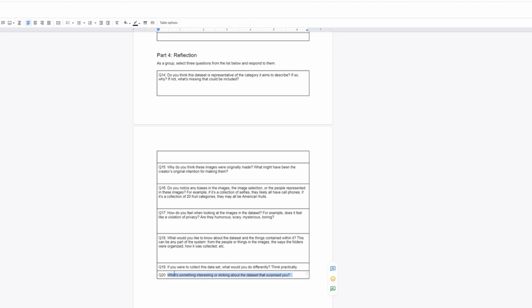Tell me what you learned, even if it doesn't relate to these other questions. But to go through it, do you think this data set is representative of the category it aims to describe?